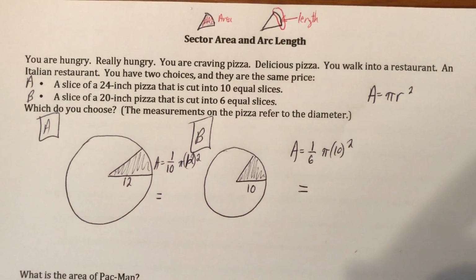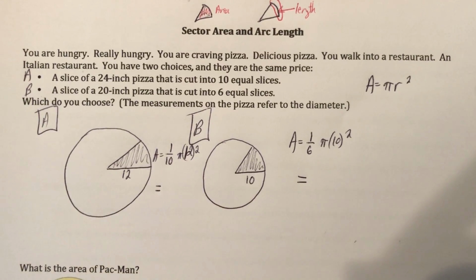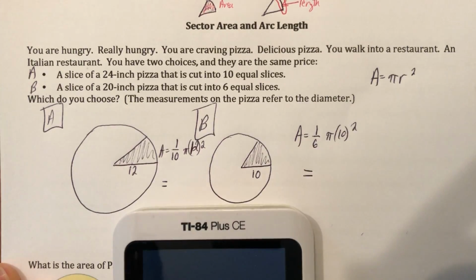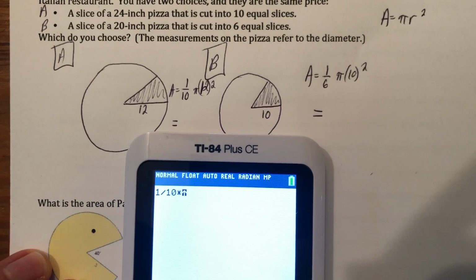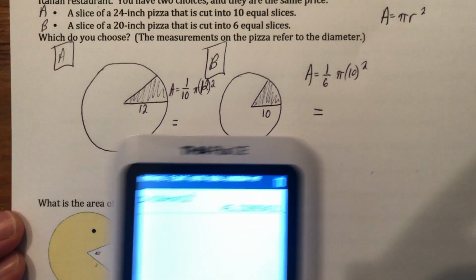So let's figure out what these are. This is just a matter of typing things in the calculator. So we have 1/10 times pi times 12 squared. And that gives me 45.